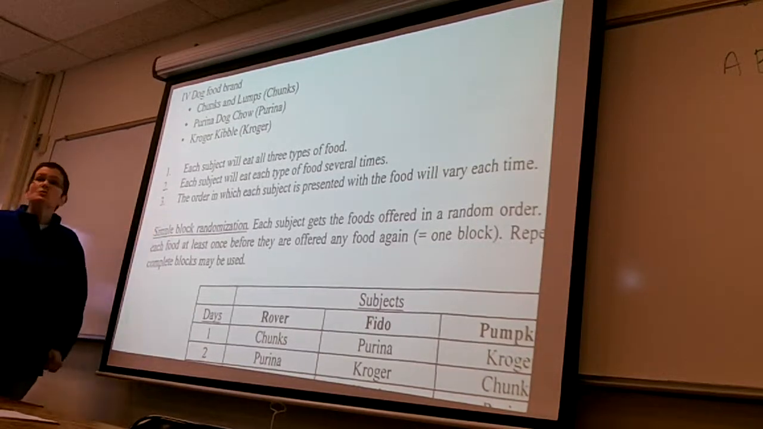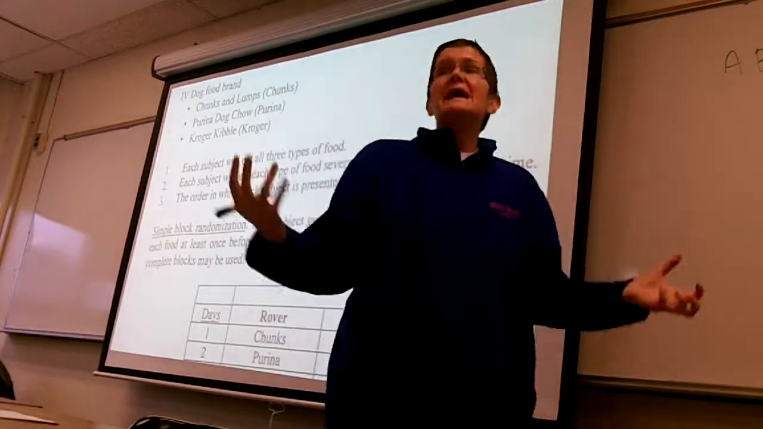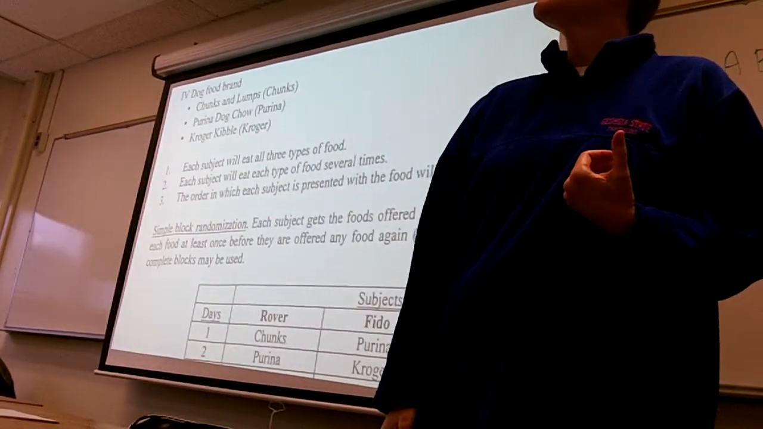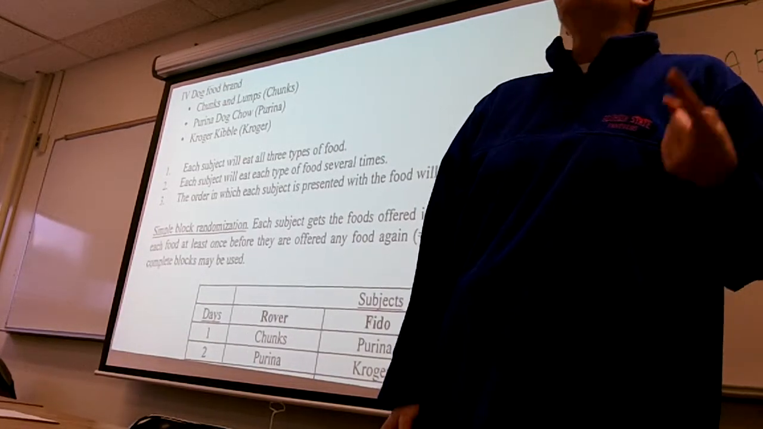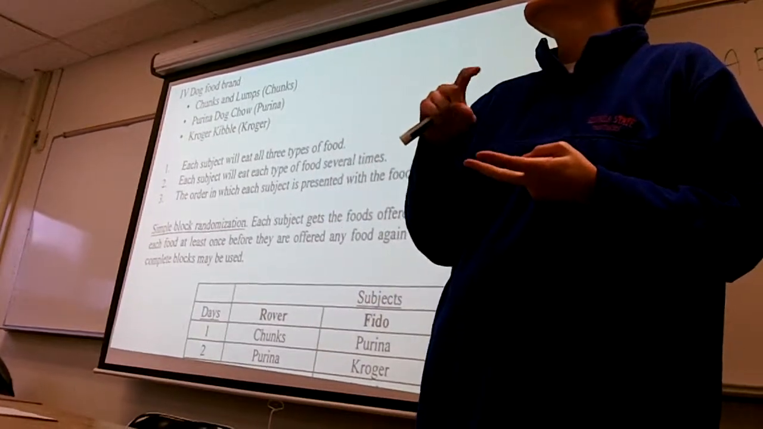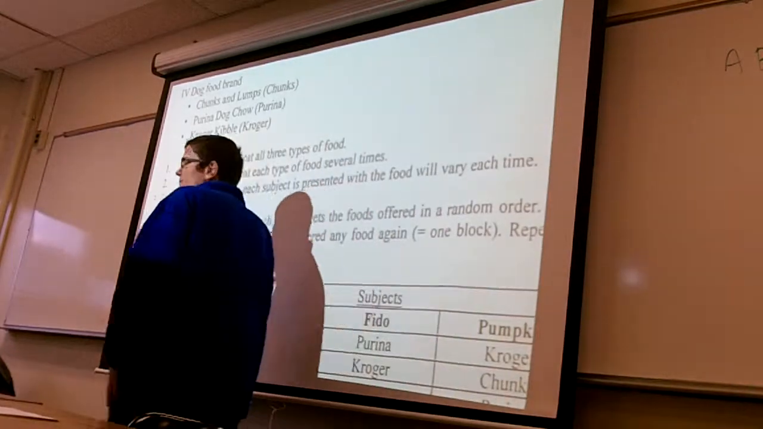But I need to switch it up. Okay? I need to mix up the order in which the dogs receive the food. Why might I need to do that? Why would I have to mix it up so all the dogs don't all eat chunks and lumps first, and then they all eat Purina dog chow, and then they all eat Kroger kibble? Why would I want to mix it up?